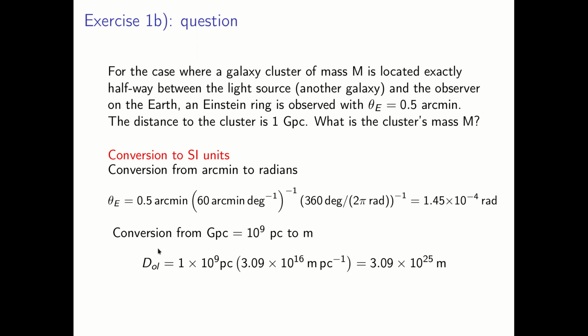Then we have also to convert gigaparsec to meters, remembering that 1 gigaparsec is 10 to the 9 parsec, and the conversion factor is this one, 3.09 times 10 to the 16 meters parsec to the -1. And we get that DOL, in this case, which is the distance between the observer and the lens, which is given by the question, is 309 times 10 to the 25 meters.